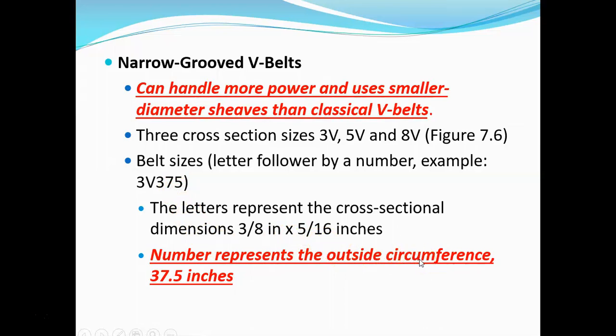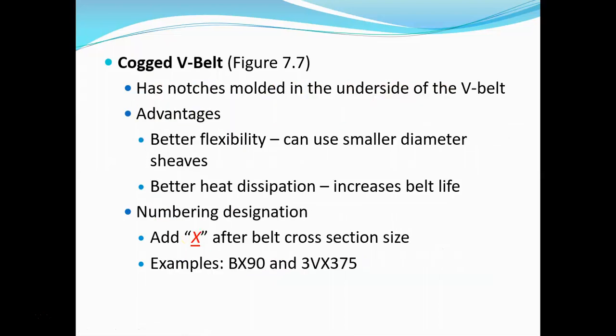whereas the classical V belts were inside circumference. Like I said, how they come up with the sizing of these, you would think they would have a standard size, but there's not. So the classical belts come in whole inches. There's no half sizes. You get a narrow grooved V belts, there are half sizes. So this was a 37.5 inch belt. There's a hidden decimal place there. It's not printed on the belt or on the packaging.